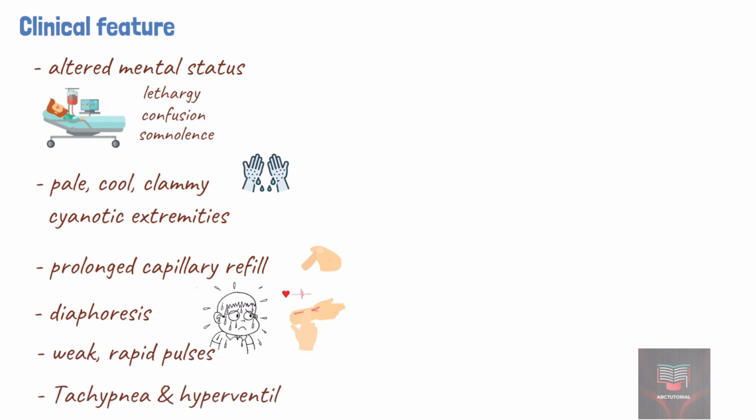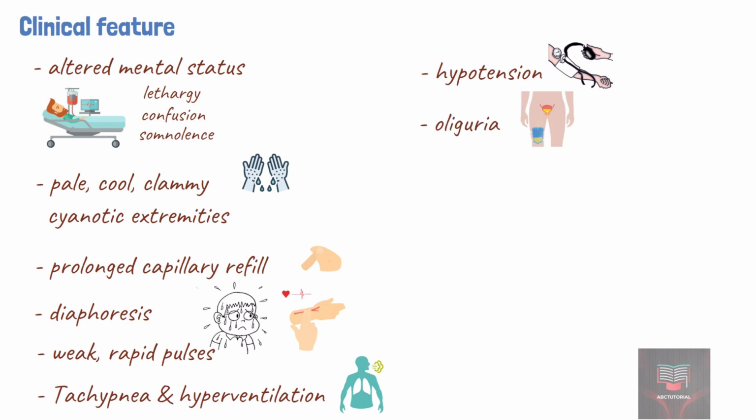There is tachypnea and hyperventilation. Blood pressure tends to be low, with systolic blood pressure usually less than 90 mm of mercury or unobtainable. There is also reduction in urine output.